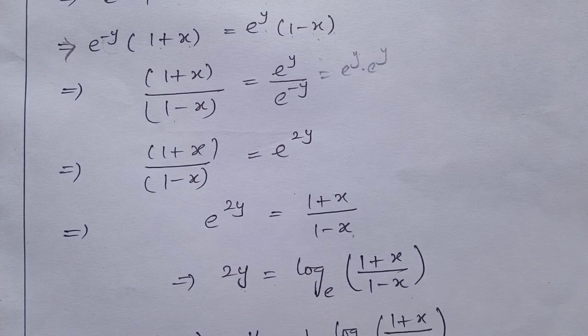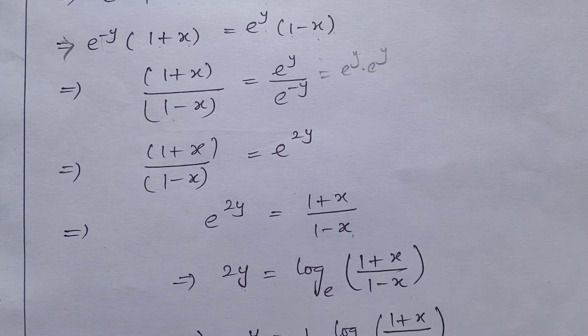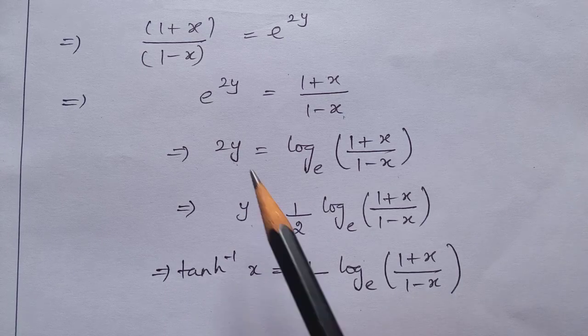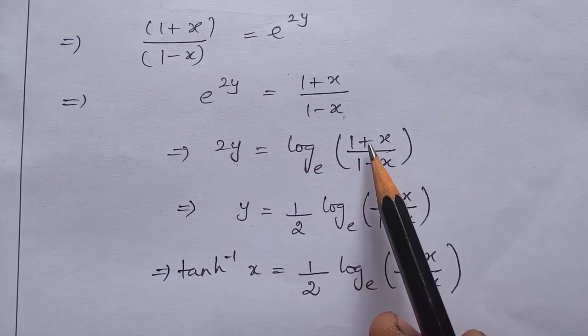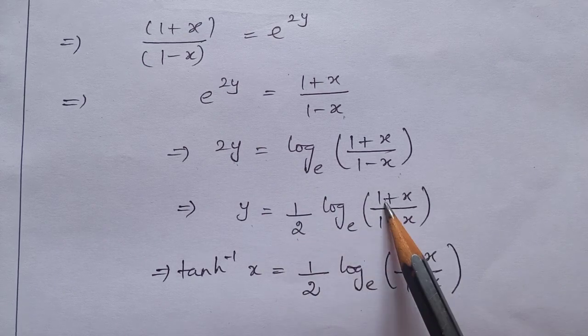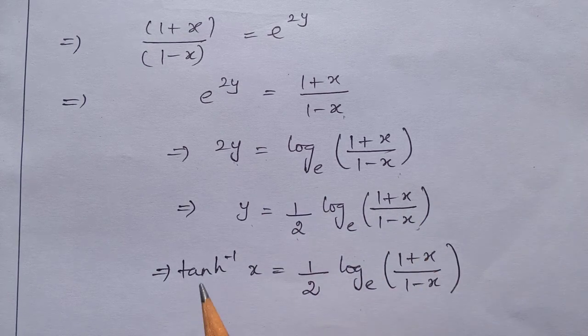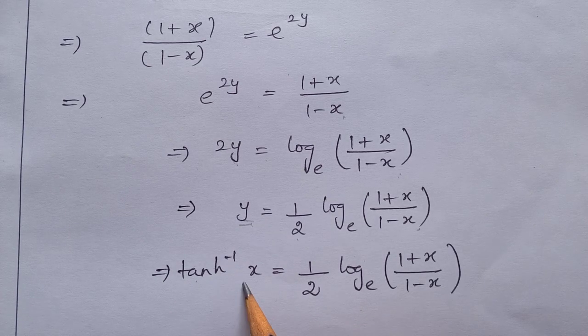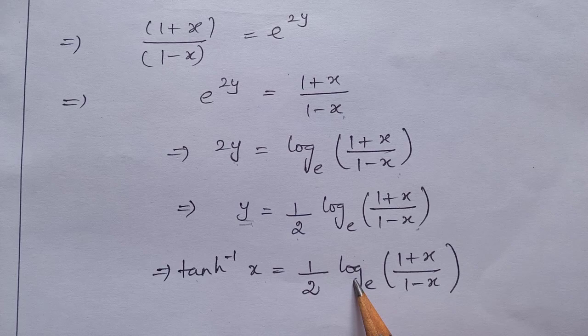1 minus x. So y that is equal to 1 divided by 2 into log of 1 plus x divided by 1 minus x. So y we have taken as tan h inverse, so our result is tan h inverse x that is equal to 1 divided by 2 into log of 1 plus x divided by 1 minus x.